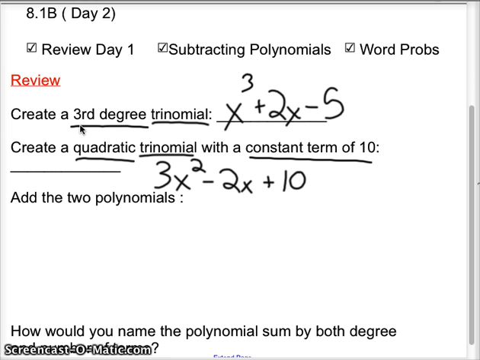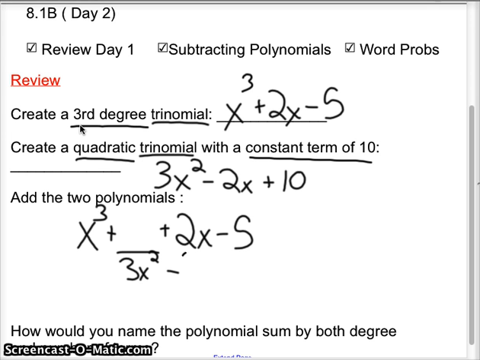All right, now it's asking us to add these two polynomials together. So what I'm going to do, I'm going to line them up. So x to the third, leave a spot for x squared, plus 2x minus 5. I have 3x squared minus 2x plus 10.